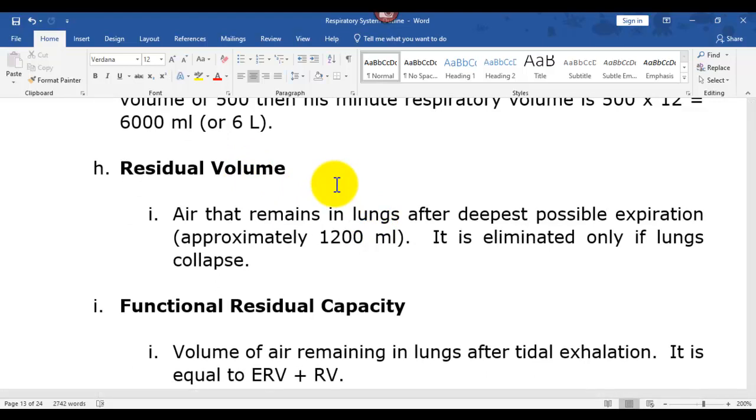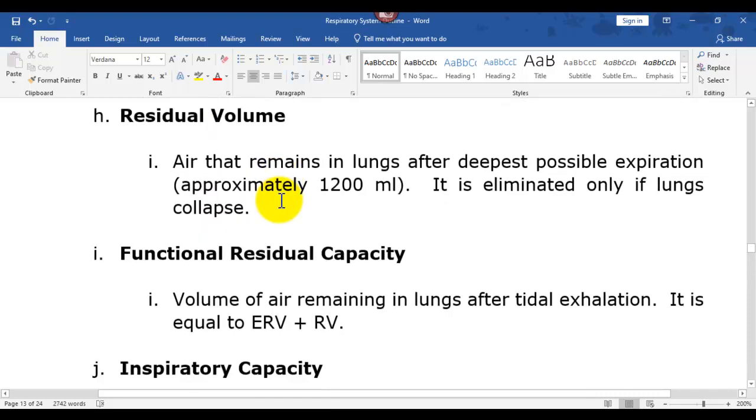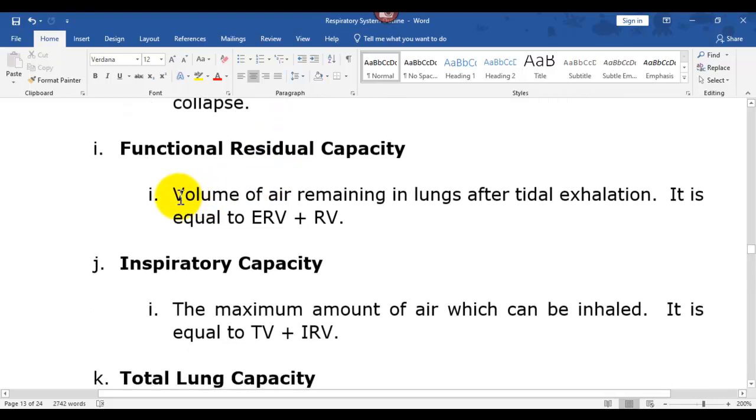A person takes their first breath when they're born, and there's actually still some of that left in the lungs. It's called minimal volume. But that's to make sure that the lungs do not collapse. And even after the strongest expiration, you do not lose the residual volume. It's there at all times. Only if the lungs collapse is it gone.